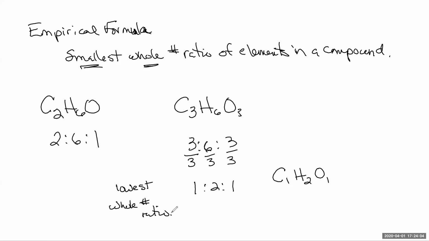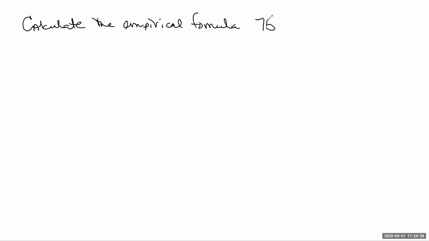In the next examples, I'm going to tell you the mass percents of compounds, and we're going to calculate empirical formulas from that information. So here's our first example. Calculate the empirical formula for a compound that is 75.0% carbon and 25.0% hydrogen.